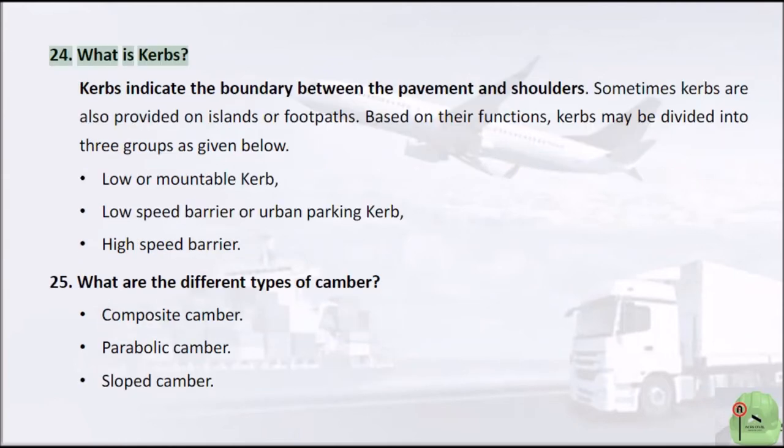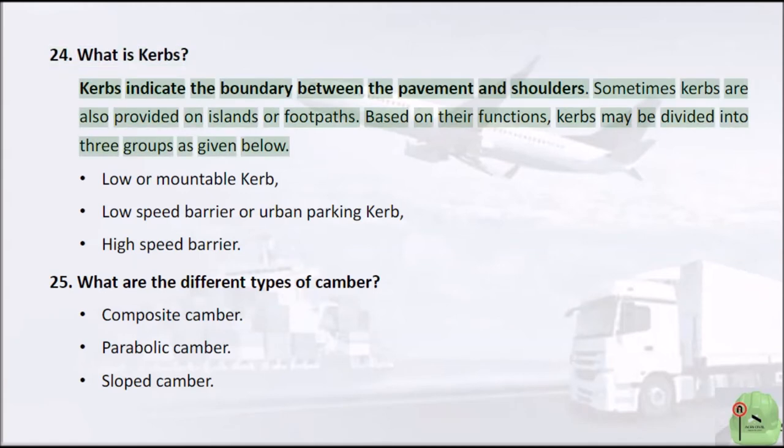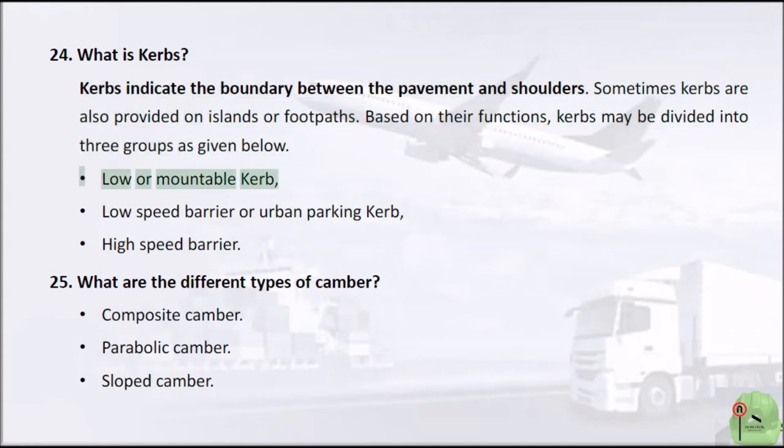What is curbs? Curbs indicate the boundary between the pavement and shoulders. Sometimes curbs are also provided on islands or footpaths. Based on their functions, curbs may be divided into three groups as given below. Low or mountable curb. Low speed barrier or urban parking curb. High speed barrier.